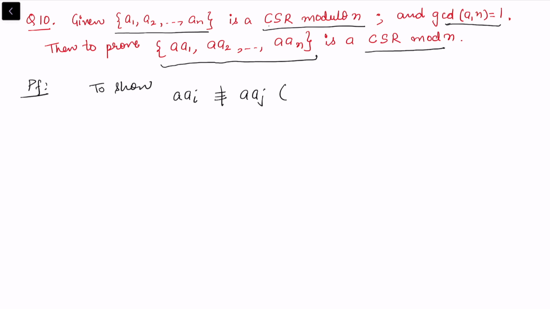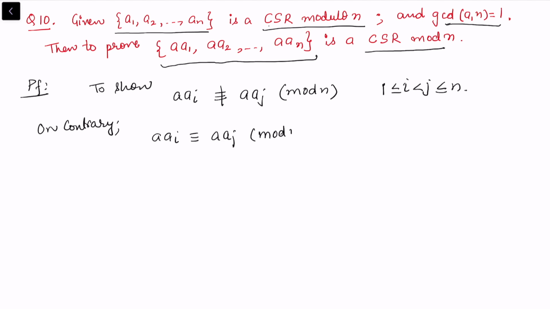a·ai should not be congruent to a·aj mod n for 1 less than or equal to i strictly less than j less than or equal to n. We may also take i greater than j. So to prove this, we'll proceed by contradiction. Let's say on the contrary, they are congruent to each other: a·ai is congruent to a·aj mod n. Now we can apply the cancellation law on both sides, as we notice that the GCD of a and n is equal to 1. This condition is already given to us. So cancelling a on both sides, we get ai is congruent to aj mod n.